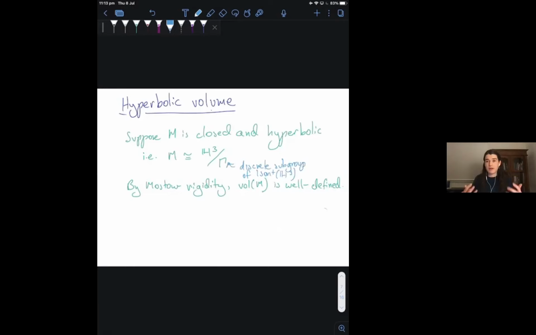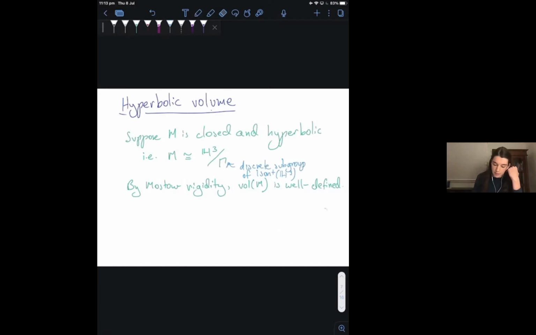If you've got a given hyperbolic structure on this, you can calculate the hyperbolic volume. And then by Mostow rigidity, we know that we don't have multiple hyperbolic structures on the same manifold. So the hyperbolic volume of M is a topological invariant. So that's a well-defined thing.